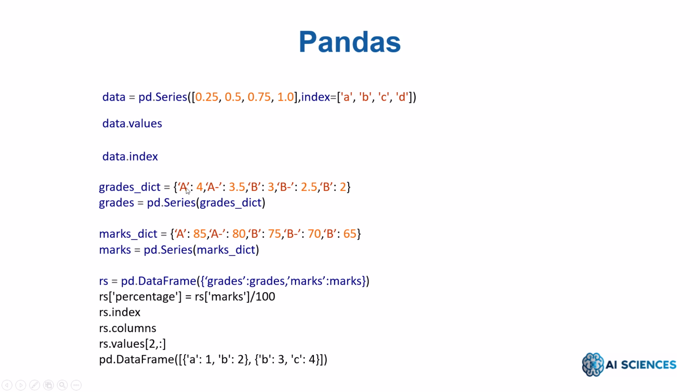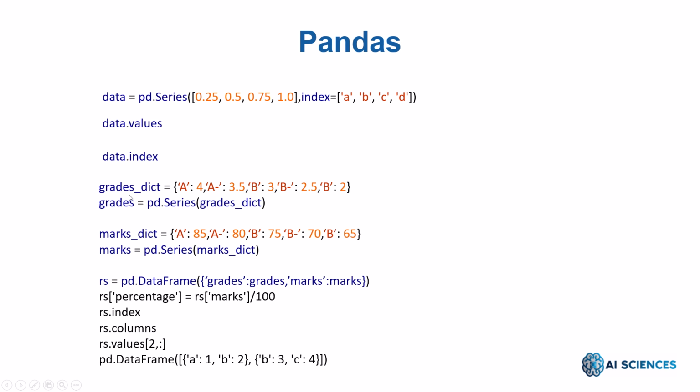Further, you can have a dictionary. For example, this is a dictionary with A as a key and 4 as a number, A minus as a key and 3.5 as a number, and so on. And then you can create a grades object using that dictionary. You may have another dictionary, for example of marks, and you can create a Series object on that. And then a DataFrame is basically more than a one-dimensional array with the same kind of look and feel. For example, you concatenate multiple dictionaries together. A DataFrame is basically the dimension-up variant of a Series.